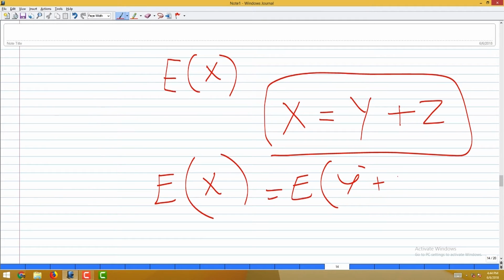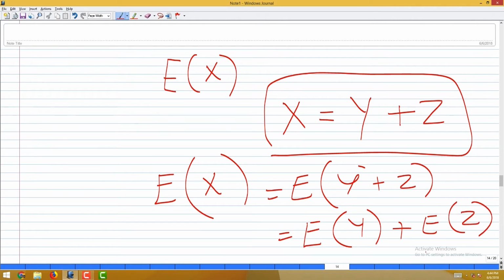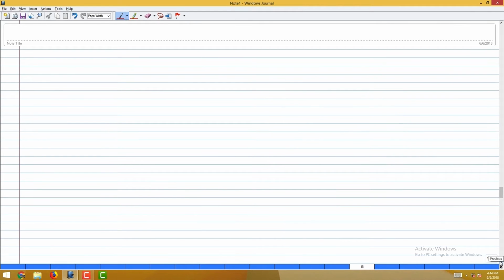So, expectation of x is expectation of y plus z, and it so happens that the expectations just add up. We need to prove it, but by the way, if you don't know what probability is, what is expectation? Do you know what expectation is?